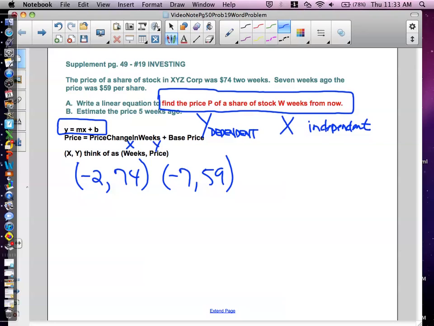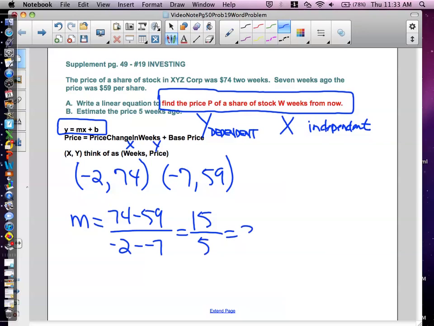So I now have a pair of points that would lie on the linear equation that would describe this word problem. So the first thing I need to do is figure out the slope, or the rate of change. So the rate of change is 3. So to interpret this into something that would help explain the problem, the stock's price is growing $3 each week. So the price of the stock is growing $3 each week. It's your rate of change.